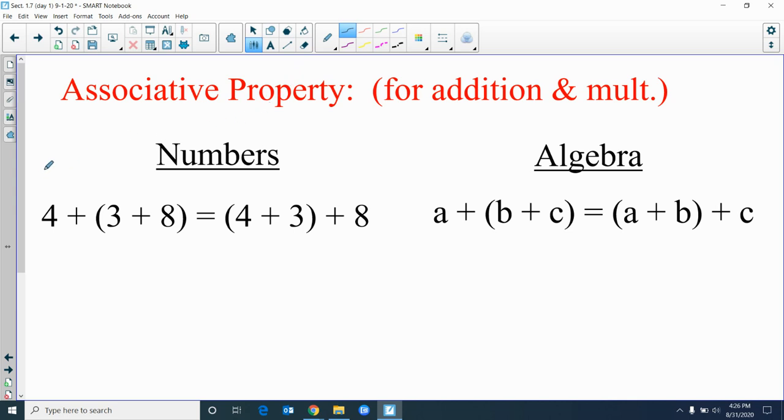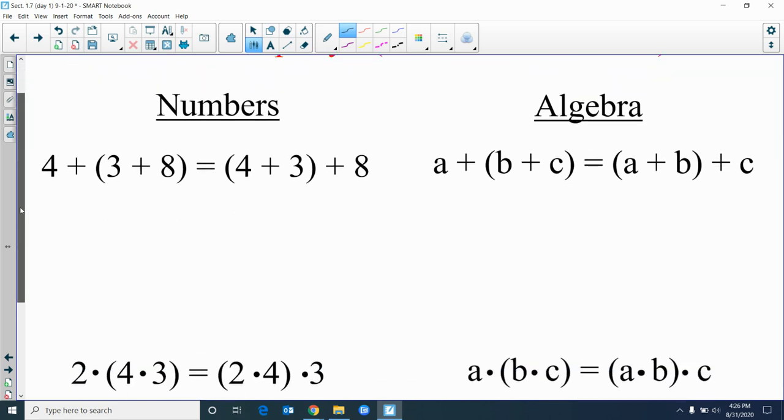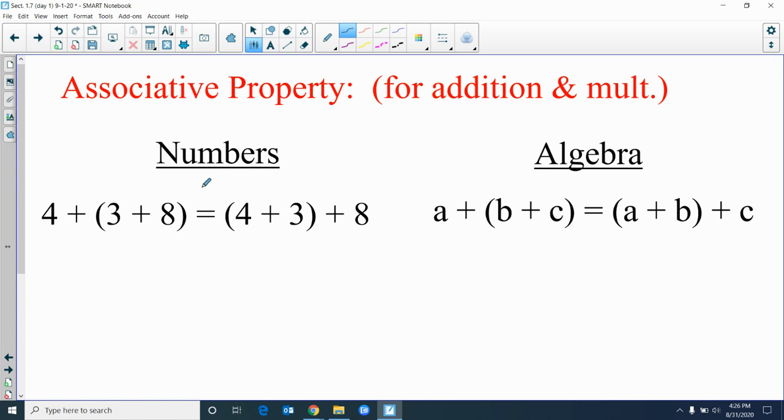Pretty similar for the associative property. It works for addition and multiplication. For addition here, if you take a look, basically if you switch the order of the parentheses, it's going to still give you the same answer. Your work's going to look different, but your answer is going to be the same. You have to do parentheses first according to order of operations.